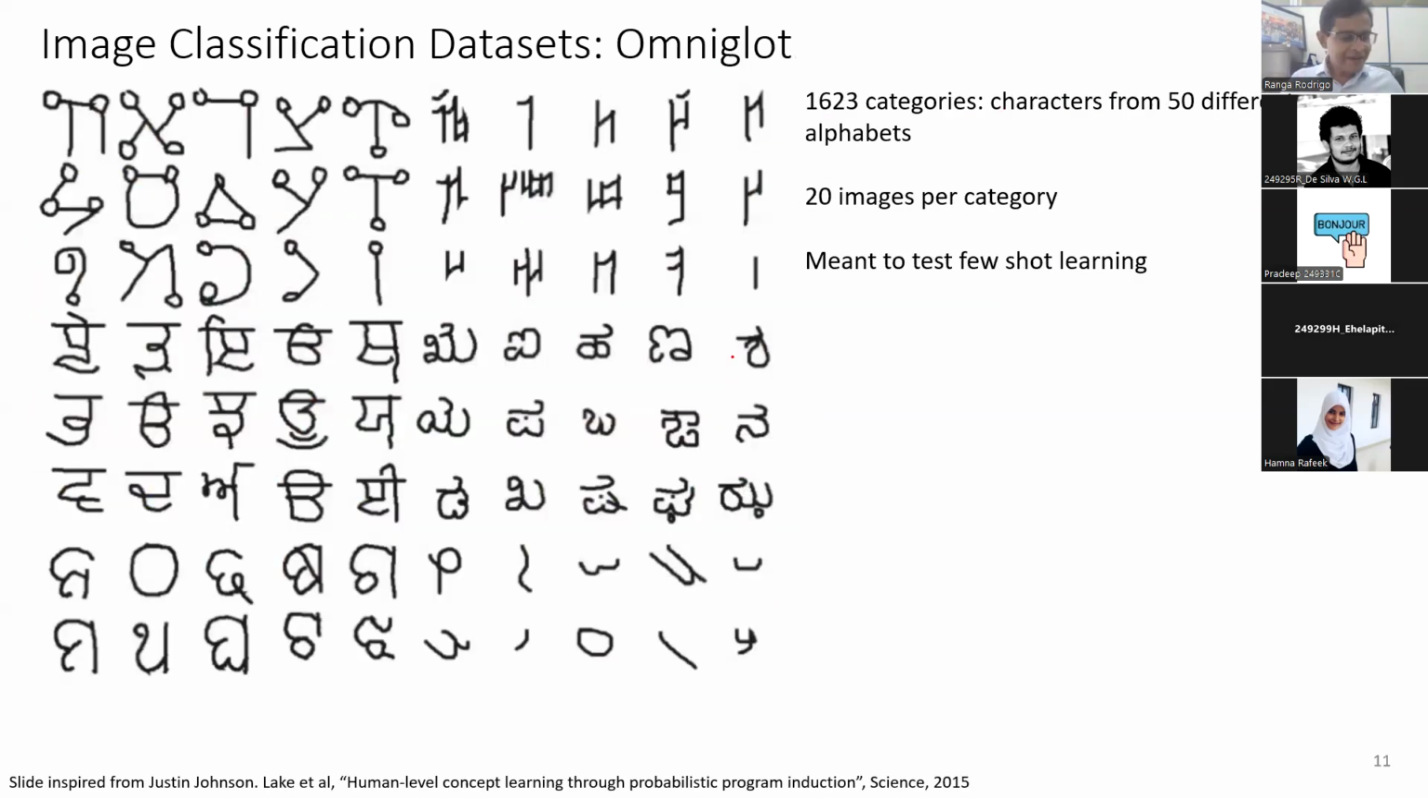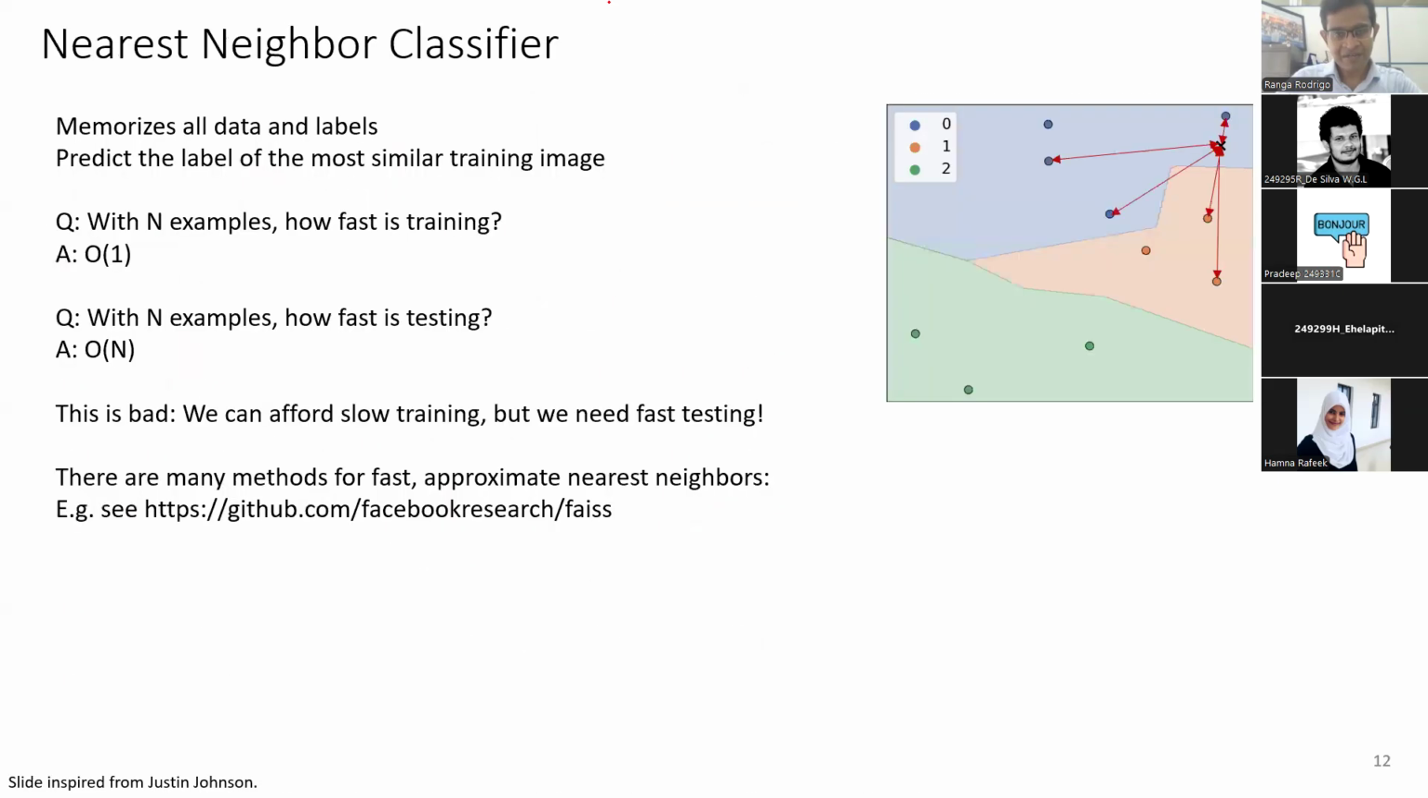Then there's another one called Omniglot. This Omniglot dataset has 1,623 categories, characters from 50 different alphabets. So these are different alphabets, different languages. 20 images per category, made for testing few-shot learning. So whether you can learn a classifier or modify a classifier using a few images. That is the purpose of Omniglot.